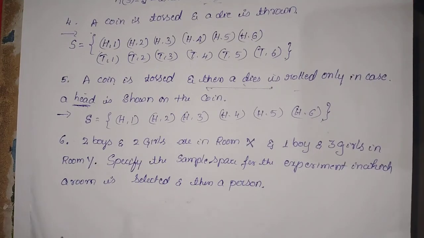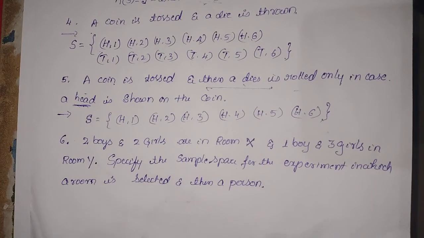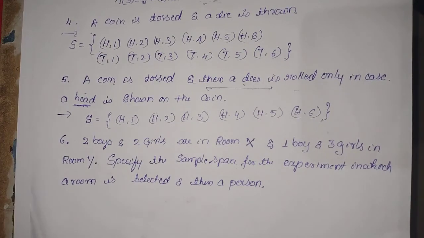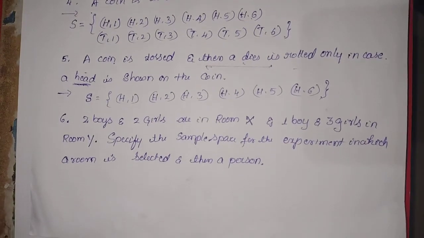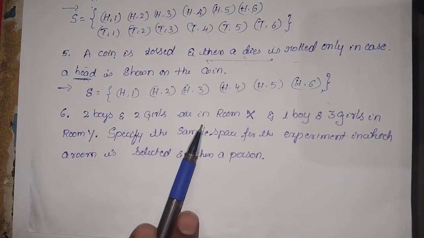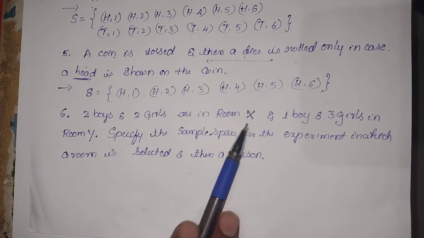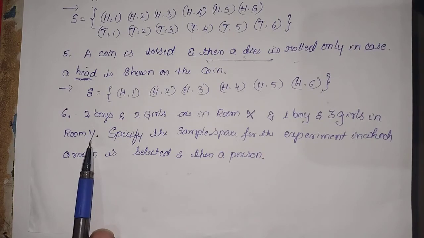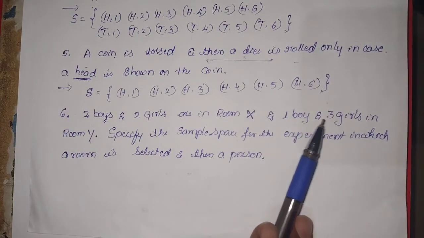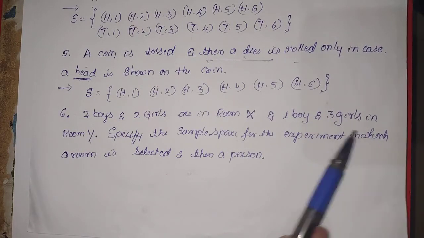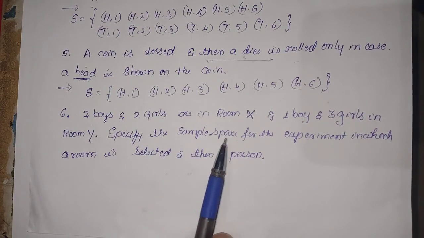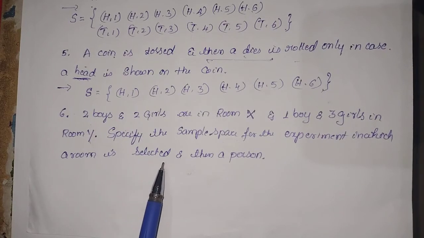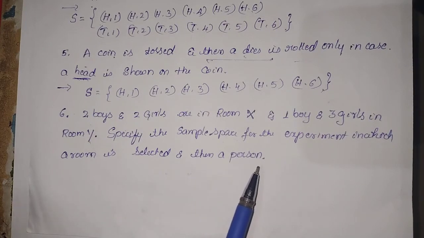Very simple. The question is very lengthy, but the answer is very, very simple. Okay, first try to understand the question. Two boys and two girls are in a room X. Room X contains two boys and two girls, and room Y contains one boy and three girls. Specify the sample space for the experiment in which a room is selected and then a person.